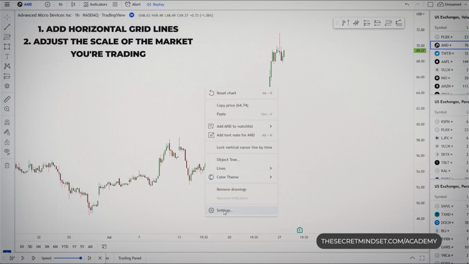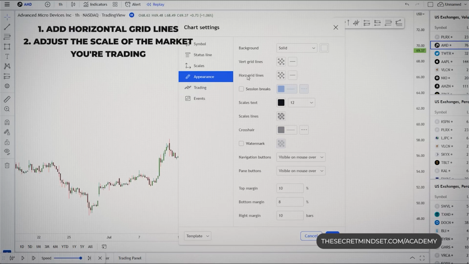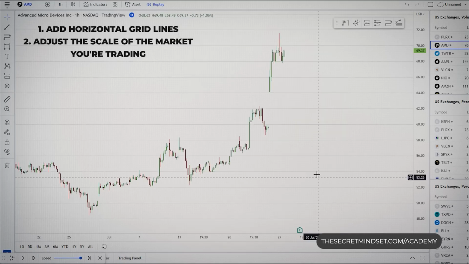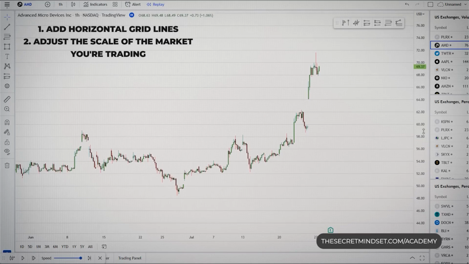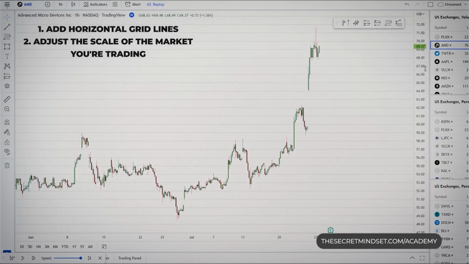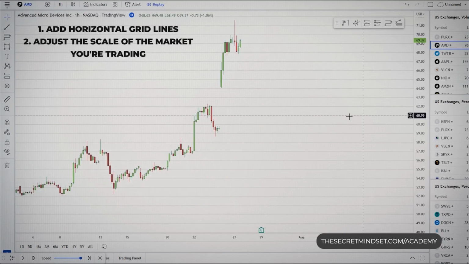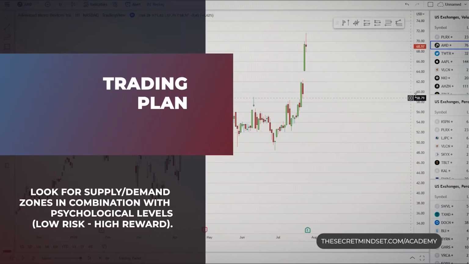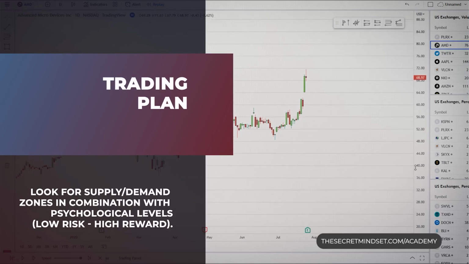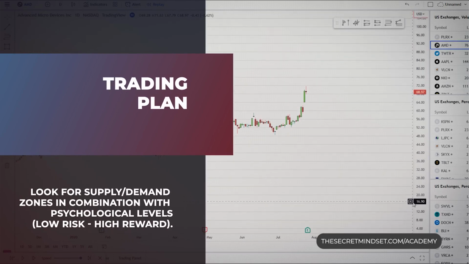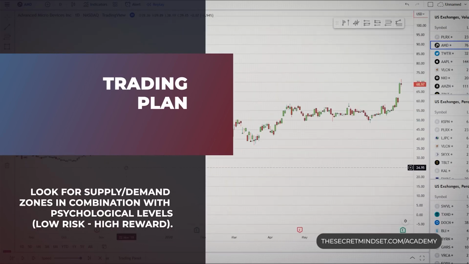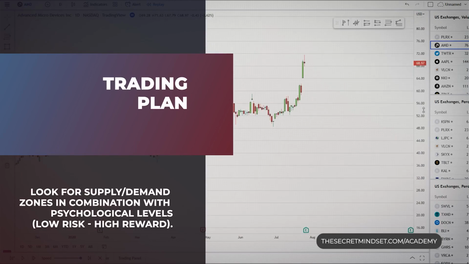To plot these round numbers, I first add on TradingView the horizontal grid lines. Then I simply adjust the right margin and play with the scale, depending on the market I'm trading. These psychological levels are perfect for identifying high probability supply and demand areas. A supply zone, in combination with a psychological level, is a high probability area to initiate a buy position. A demand zone, which includes a psychological level, again offers a low risk, high reward sell situation.